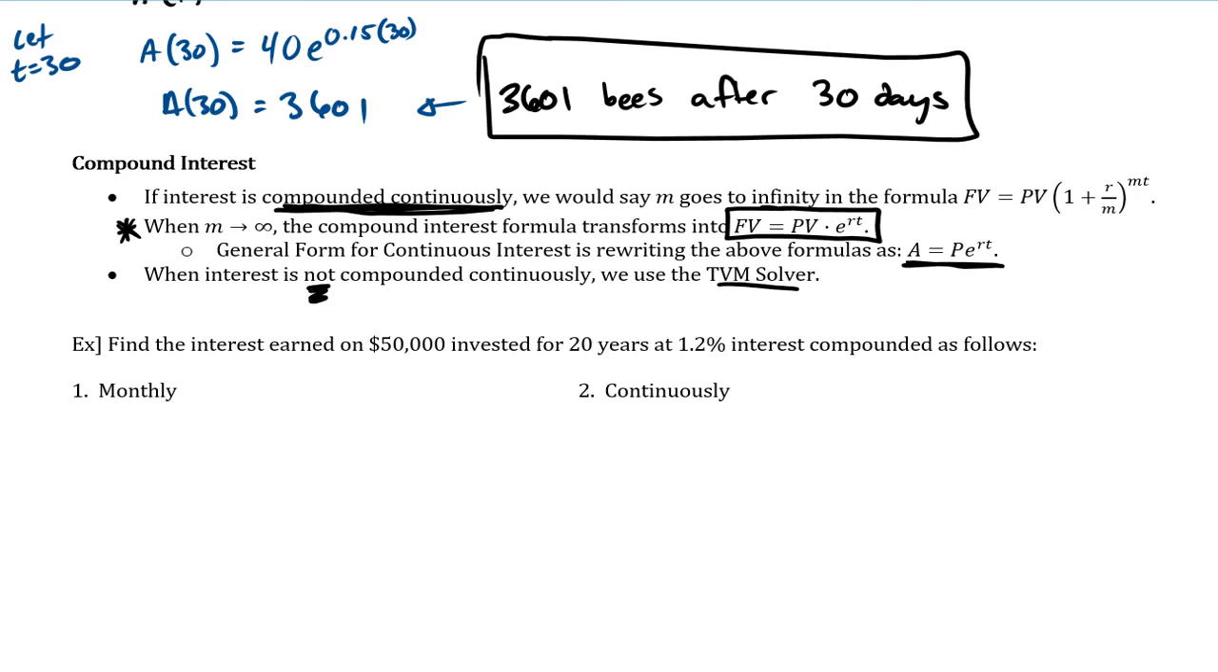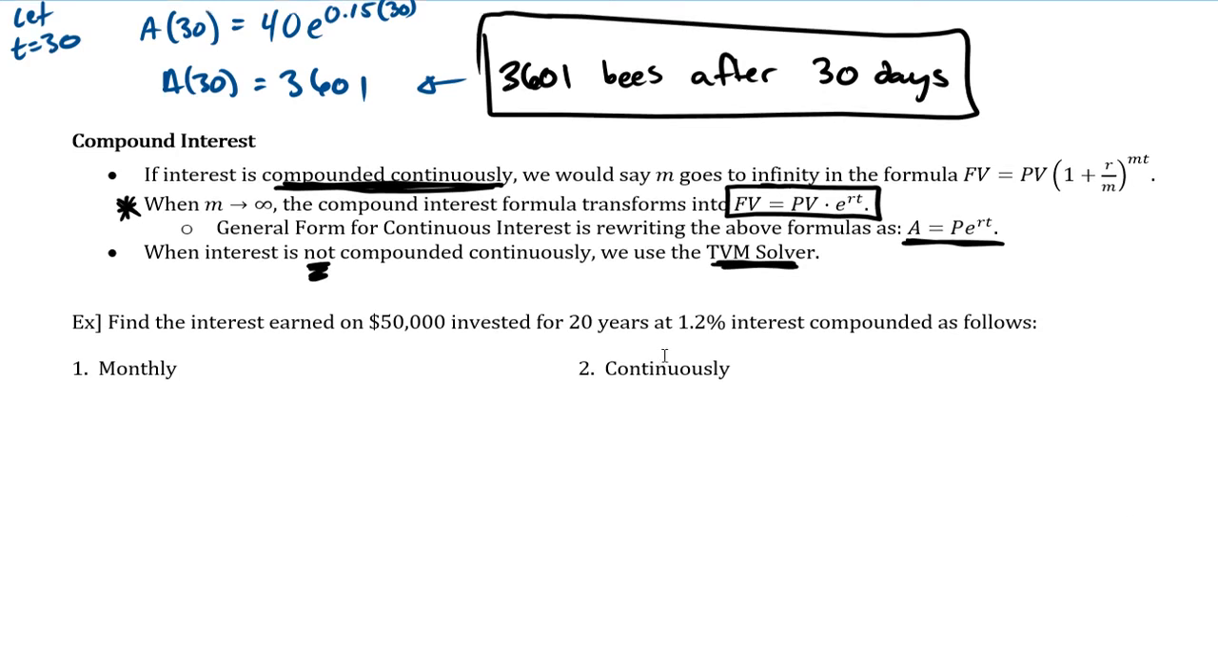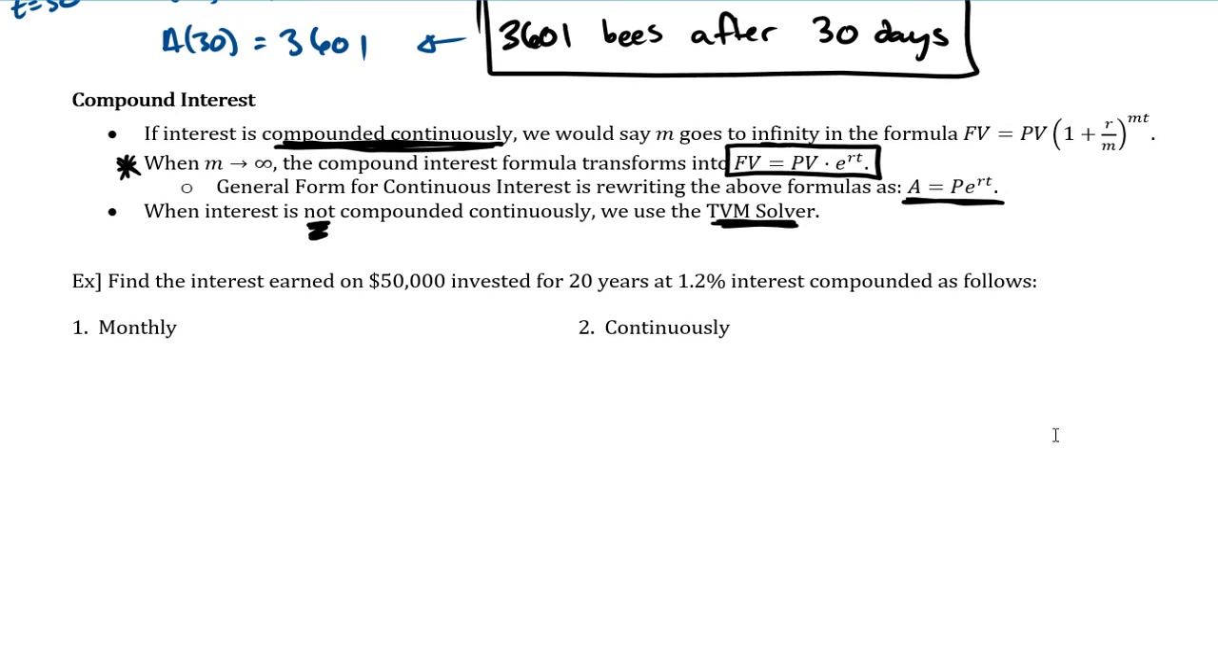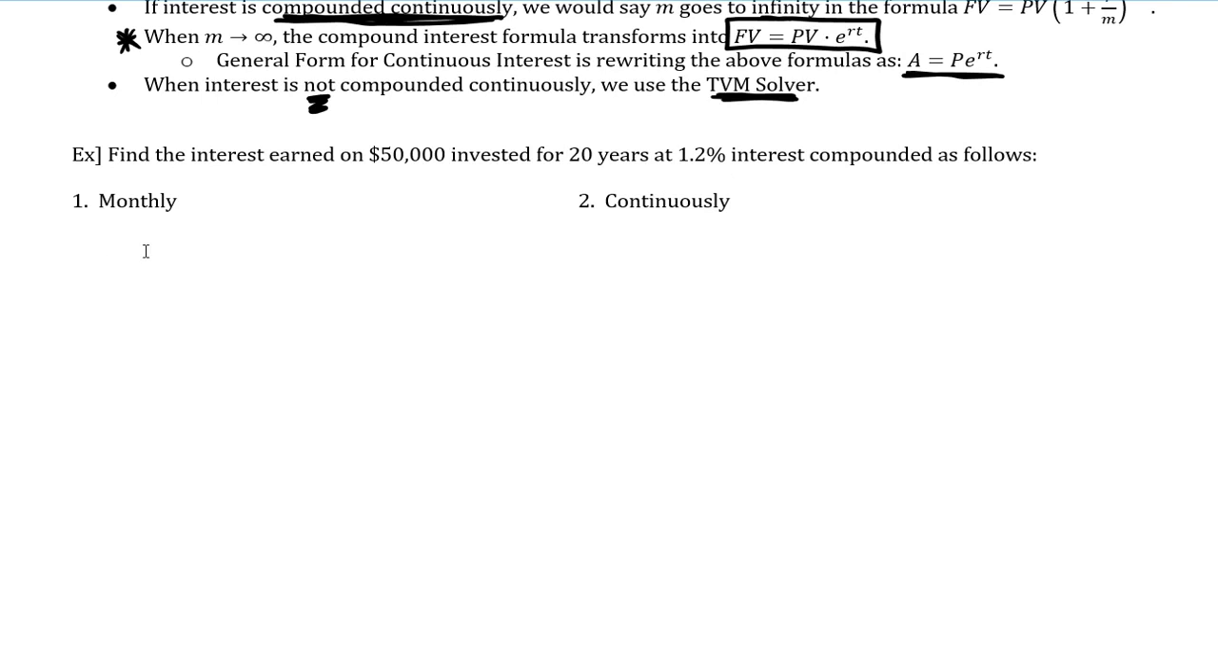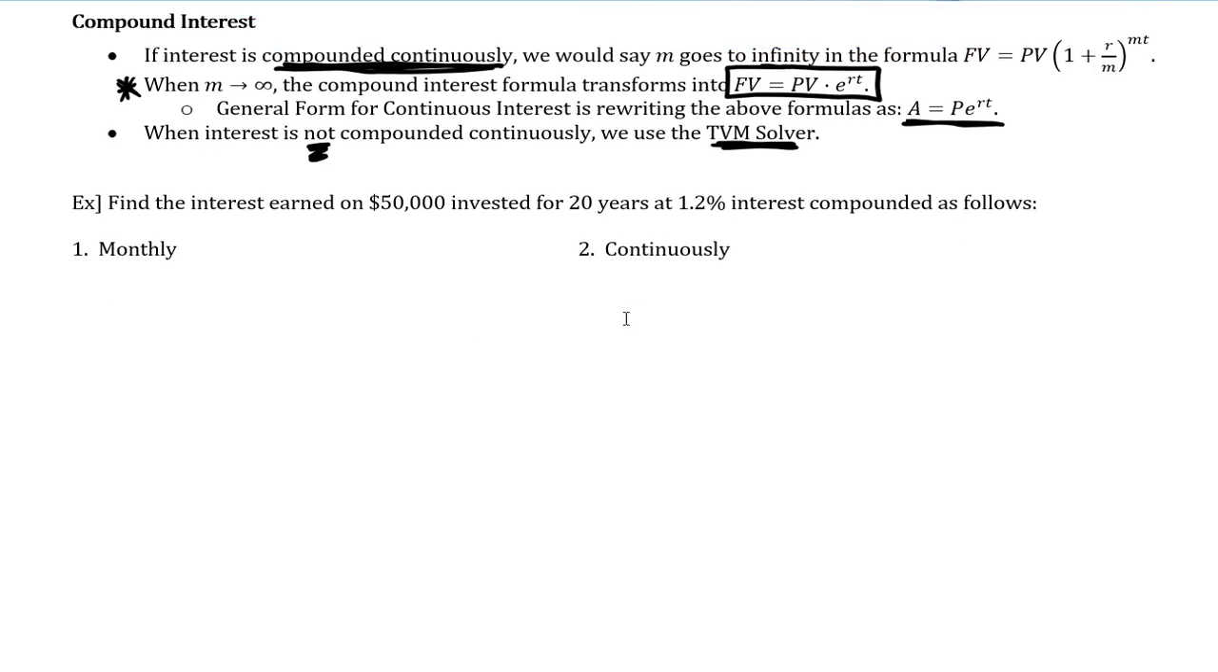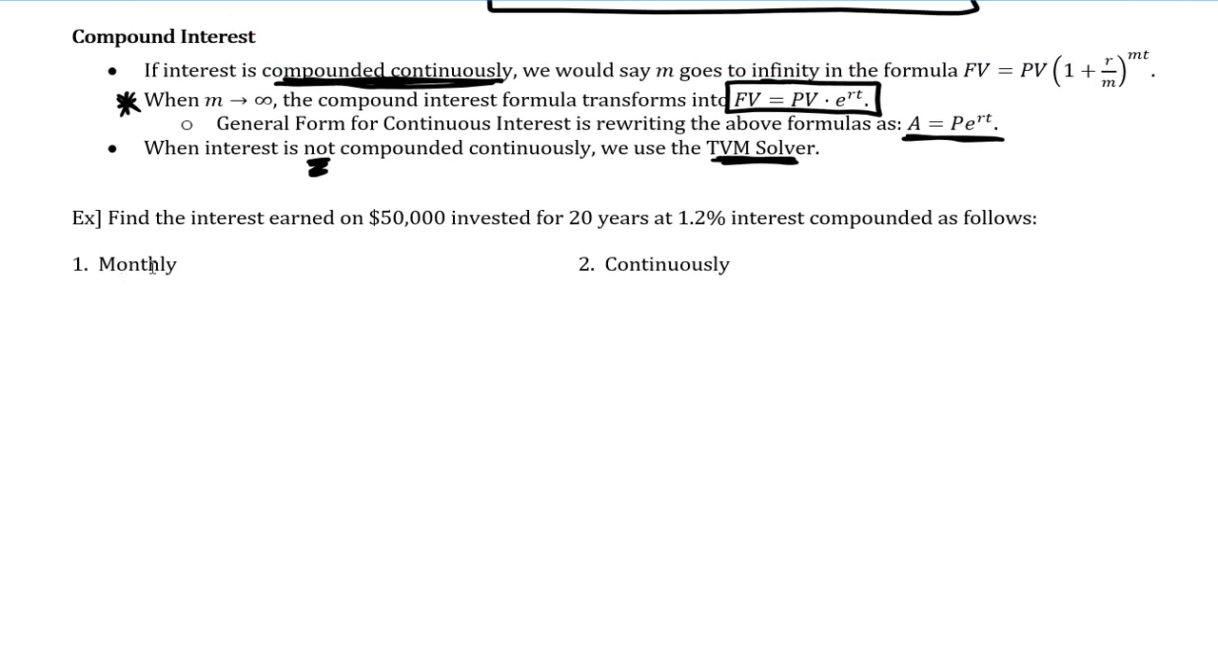If it's not compounded continuously, then we'd use the TVM Solver, which we have other videos on too, which can be used for anything involving finance. But our focus here will be the continuously. We'll do the monthly just to show it. So let's find out how we can solve these. Find the interest earned on $50,000 invested for 20 years at 1.2% interest compounded as follows.